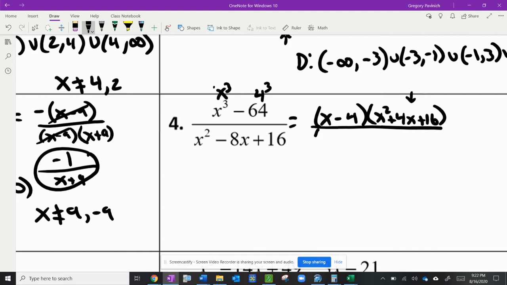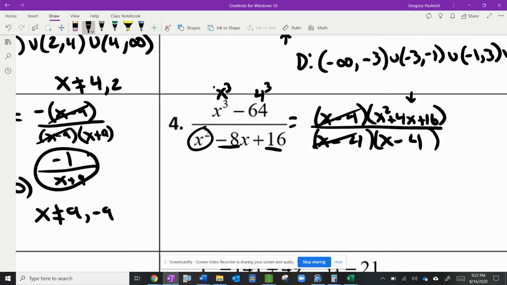The denominator, a nice, easy one: numbers that multiply to get 16 that add to get -8. That's because it's an x squared. It doesn't have a 2 or a 4 in front of the x squared. So I can just put up my x's and say, what is that combination? Looks like -4 and -4.